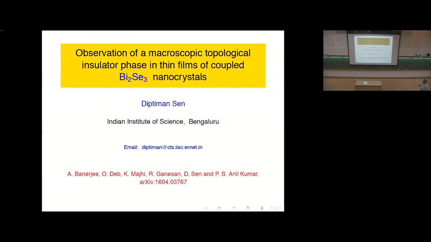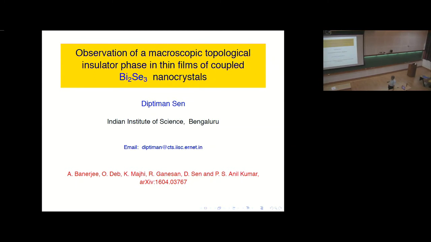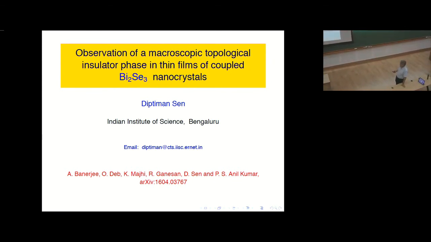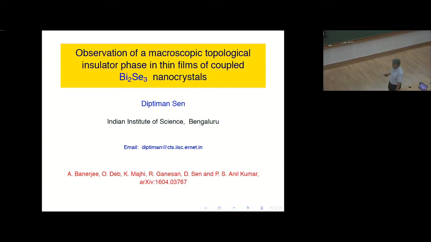So this is work done entirely in ISC. There are 4 experimentalists involved and 2 theorists. Abhishek Banerjee actually did a lot of the experimental work, and Oindrila Deb did a lot of the theoretical work. There's also Kunjalata Maji, so they're all in the audience, and Ganeshan and P.S. Anil Kumar.